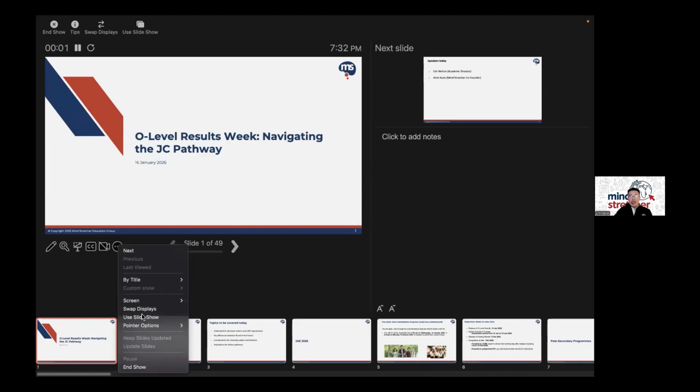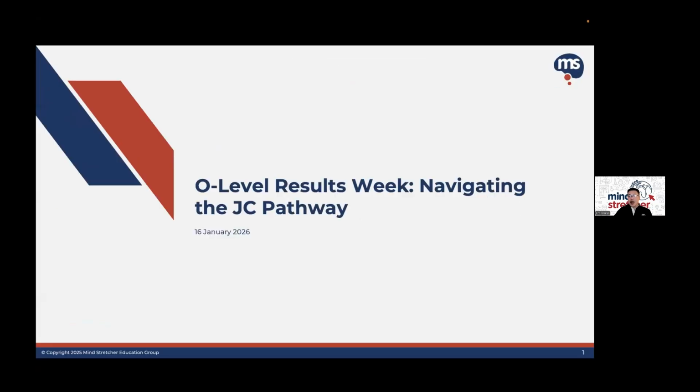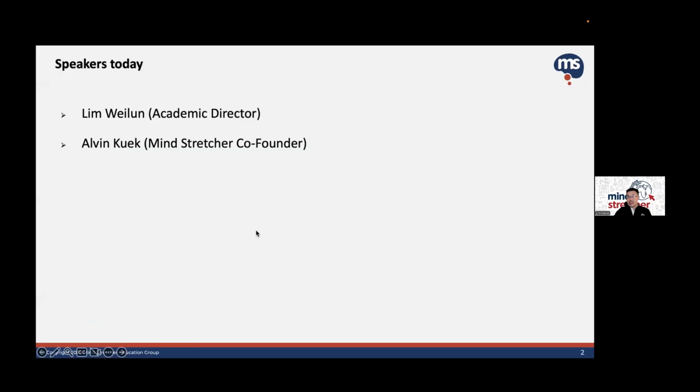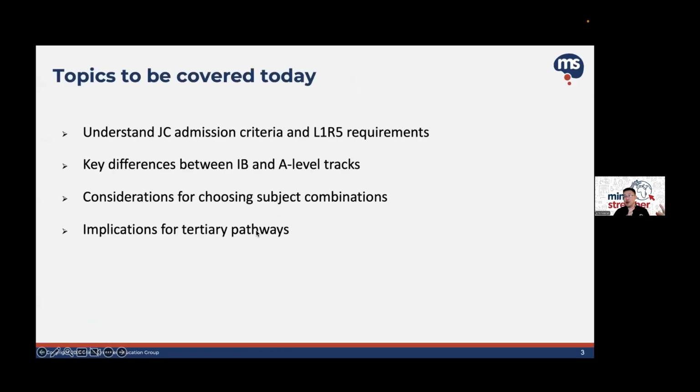For tonight, as mentioned, we will be focusing on the JC pathways. There are a few key things we want to highlight. Number one, the JC admission criteria, which I will go through fairly quickly because all of you should be aware of it already. What I want to go into in a little more detail is the difference between the A-level track and the IB track in JC, and the considerations when choosing subject combinations in school, in terms of the arts and science streams. Finally, what it means for tertiary pathways.